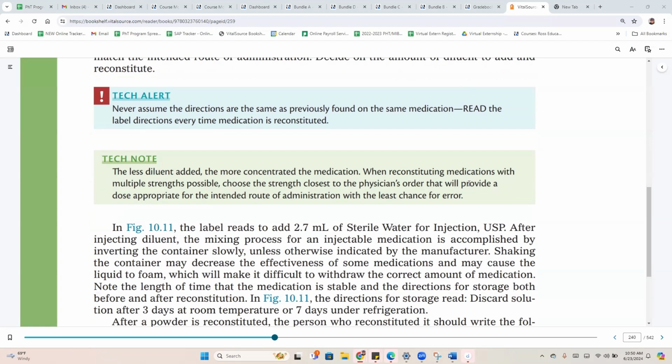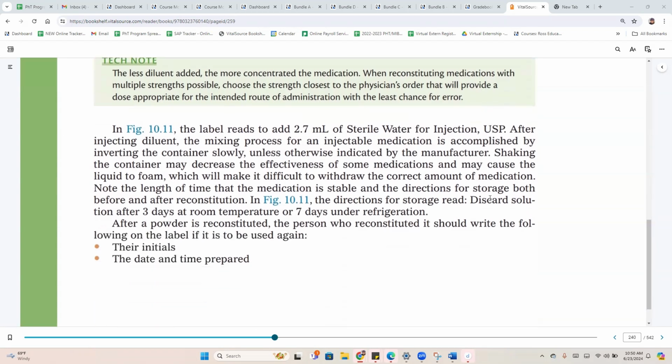All right, and then some tech alerts. Never assume the directions are the same as previously found on the same medication. Read the label directions every time medication is reconstituted. The less diluent added, the more concentrated the medication. When reconstituting medications with multiple strengths possible, choose the strength closest to the physician's order that will provide a dose appropriate for the intended route of administration with the least chance of error.